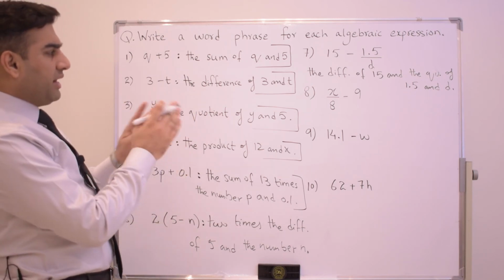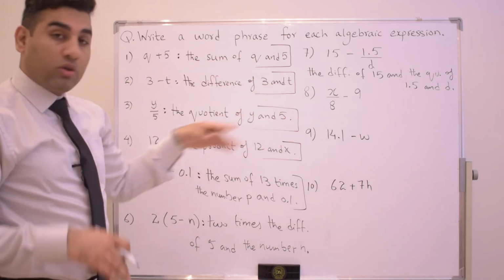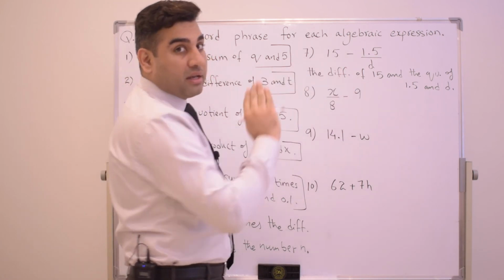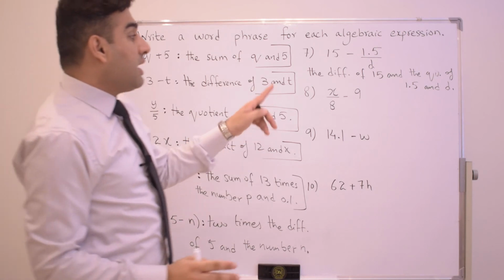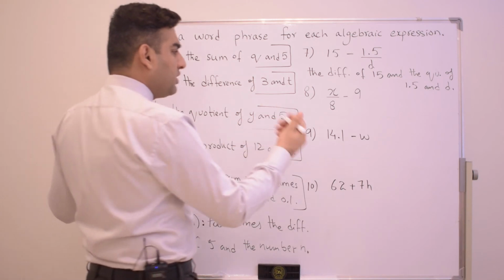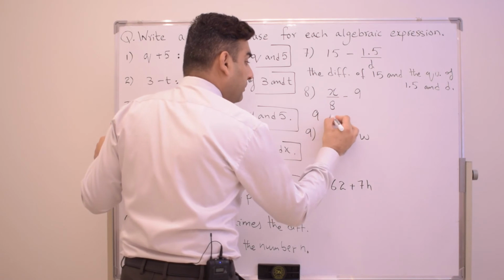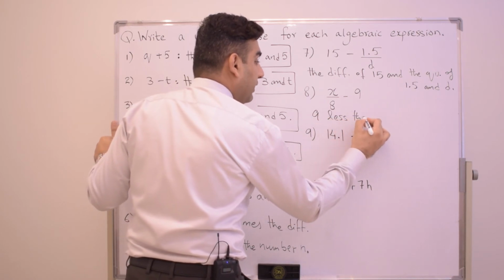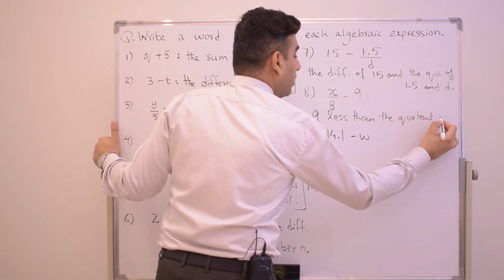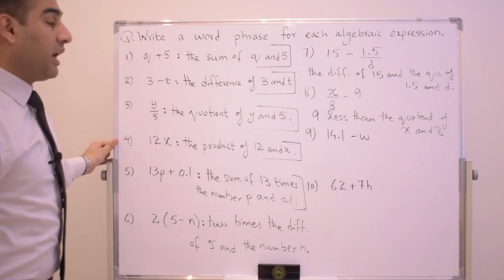Let's go for part 8, x over 8 minus 9. So guys, this I'm going to write in a different way as compared to the others. I'm not going to use difference here, although I can use the difference of quotient of x and 8 with 9. That is also fine, but I'm going to write it as 9 less than the quotient of x and 8. So we must know all the terms which we can use in our sentence. So I will write here 9 less than the quotient of x and 8. I hope you understand.